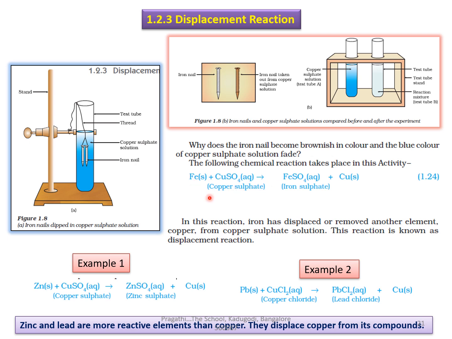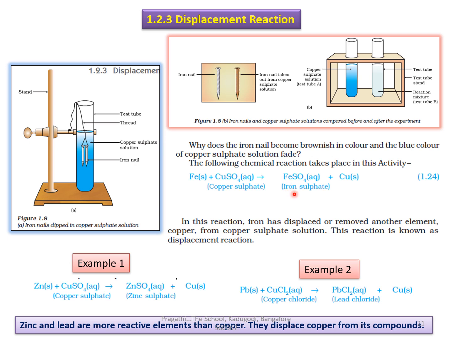See here, I'll explain these pictures later. What is Fe? Fe means iron. Iron plus copper sulfate. Iron is a solid, and copper sulfate is a solution. In distilled water, you put copper sulfate powder and mix it well. It becomes a solution. The blue color you are seeing here is the copper sulfate solution. So when iron is mixed with copper sulfate solution, what will happen?